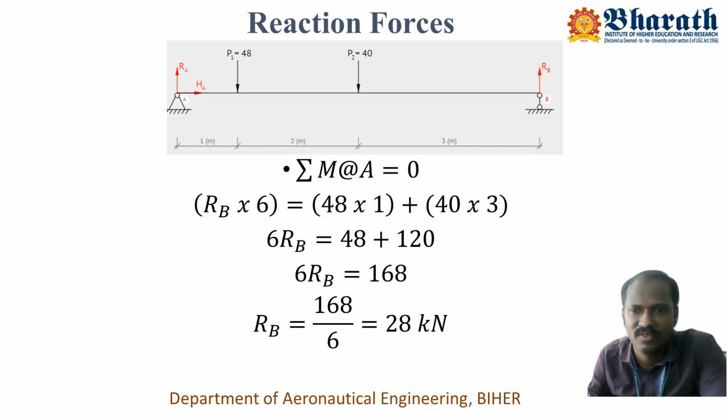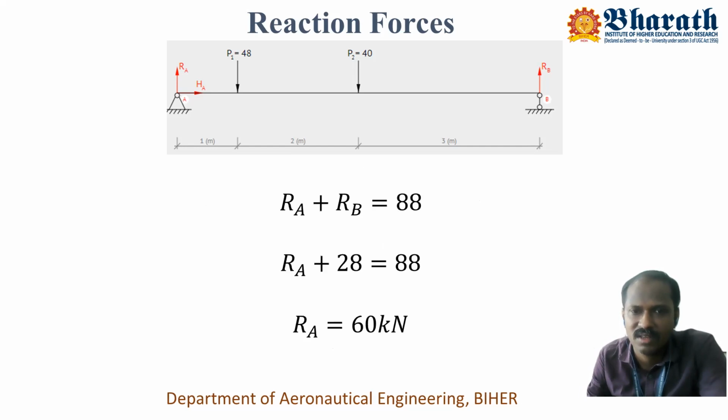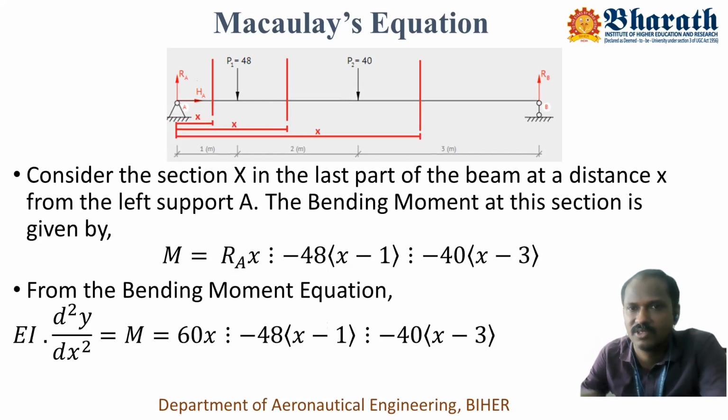So once we found out RB, you substitute in your equation 1. This RA plus RB should be equal to 88, and RA will be equal to 60 kilonewton. So we can summarize: the reaction force at point A is 60 kilonewton, and the reaction force at point B is 28 kilonewton. So using this value, we will try to find out an expression for the mechanism here.